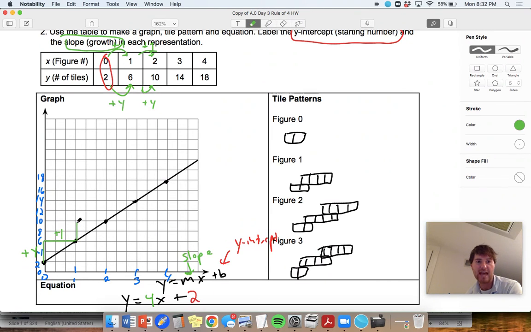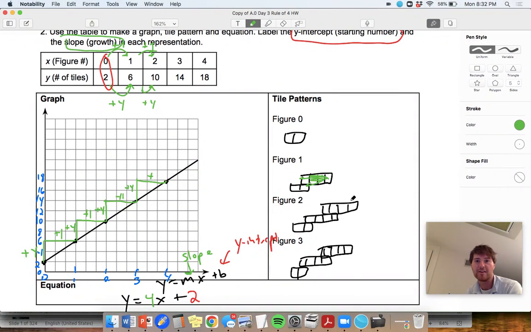Okay, 6 to 10, I increase by +4 every single time my tiles increase by 1. Go from 10 to 14. Look, 10 to 14, I increase by 4, every single time my number of tiles increases by 1. So this is my description of the growth on the table, what I want to analyze as this thing grows. Okay, and there's my growth.